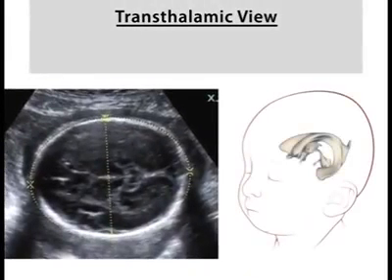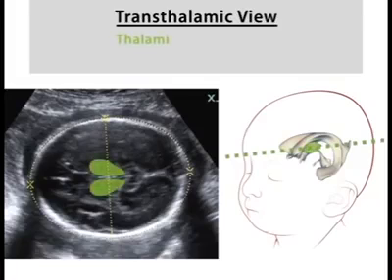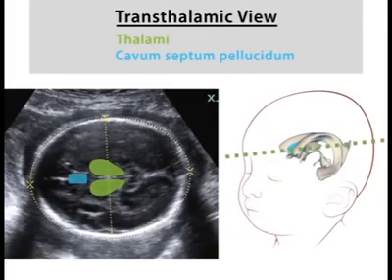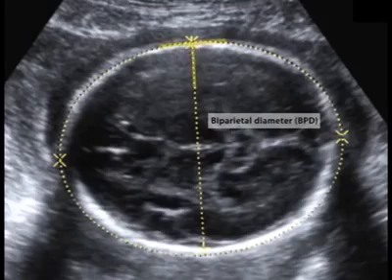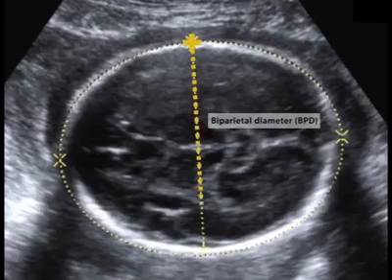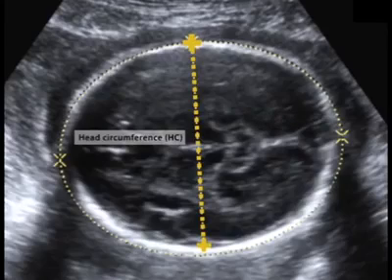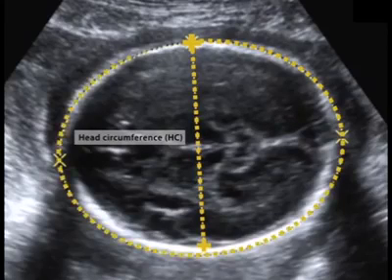This sonographic view is an axial or transverse image of the fetal head. The thalami and cavum septum pellucidum are important landmarks in this view. The biparietal diameter is measured perpendicular to the sagittal midline from the outer edge of the skull in the upper or near field to the inner edge of the skull in the lower or far field. The head circumference is measured by placing an ellipse around the outer edge of the skull.